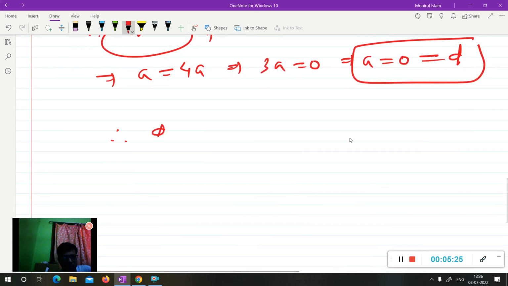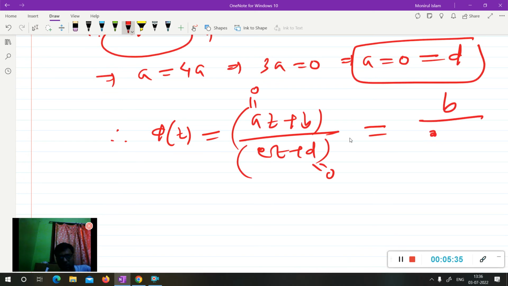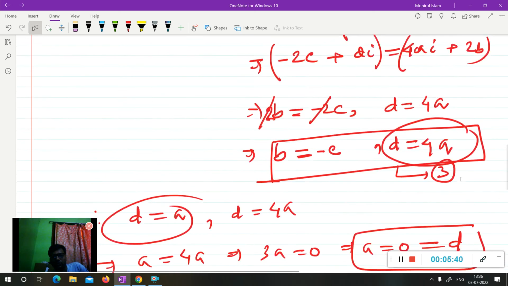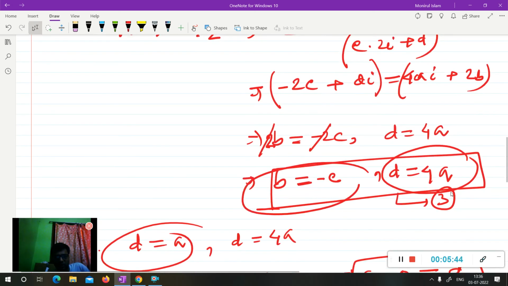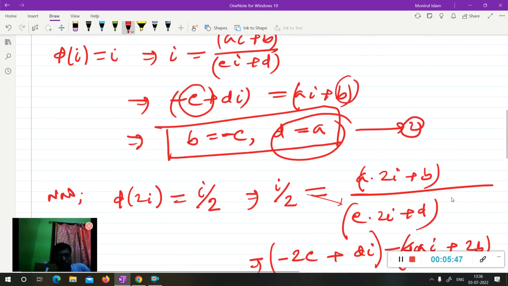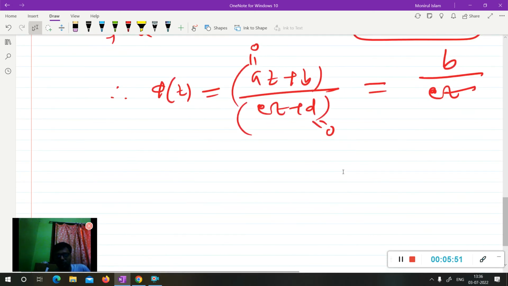Therefore the transformation phi z equal to az plus b upon cz plus d. Here a and d are both 0, so put a and d 0. So this gives b upon cz. So this is the transformation b upon cz. Now one more condition is here, b equal to minus c. If you use this b equal to minus c, this gives minus c upon cz.